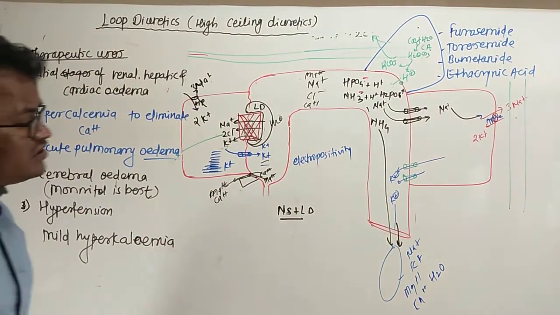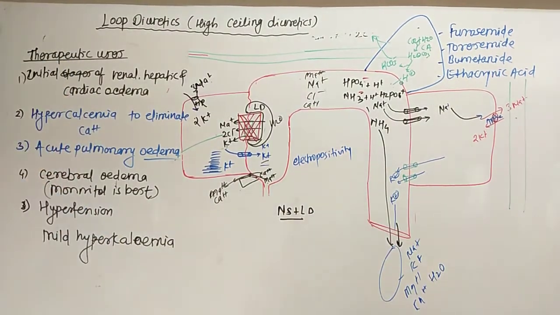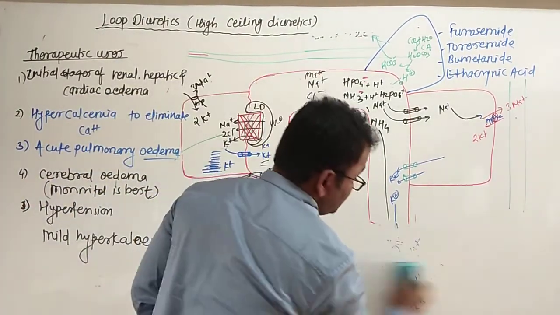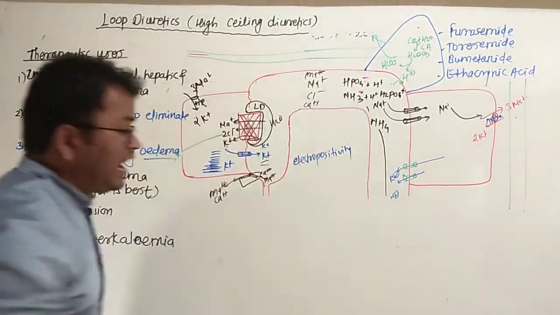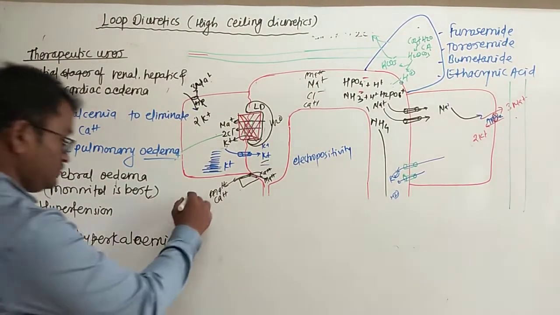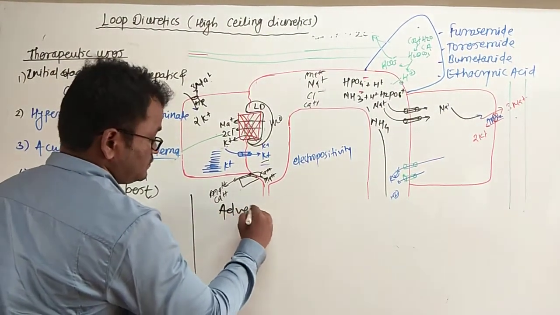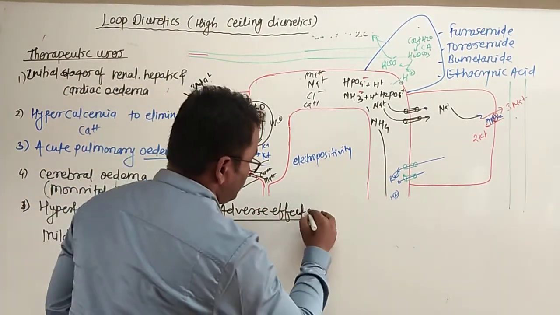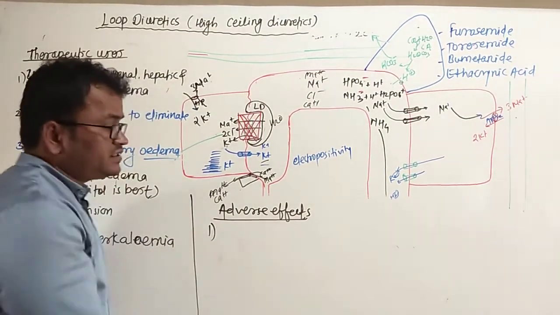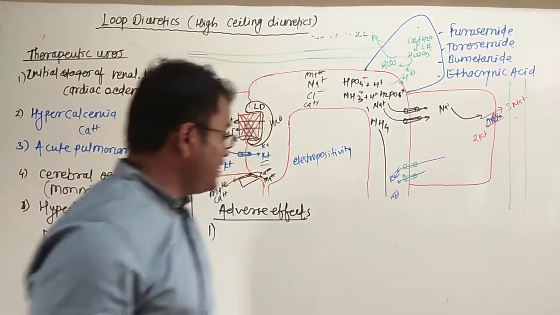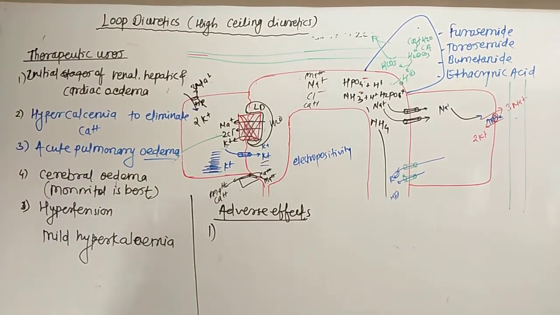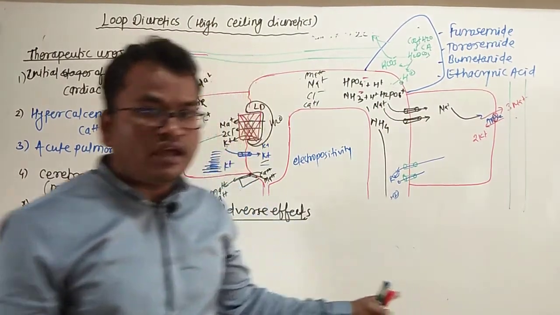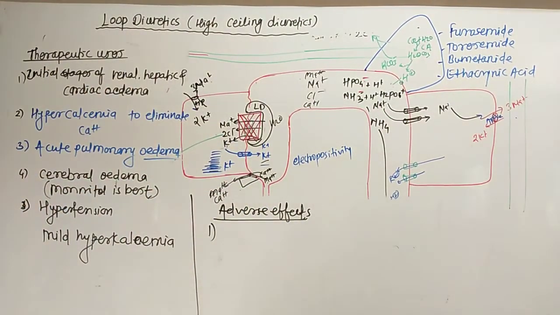Next, adverse effects. What are the adverse effects? So many adverse effects are there, so let's see. First, it hastens or increases the loss of calcium. Second, it increases the loss of magnesium and sodium. Similarly, acidic urine. So these are the uses, and these are the adverse effects.